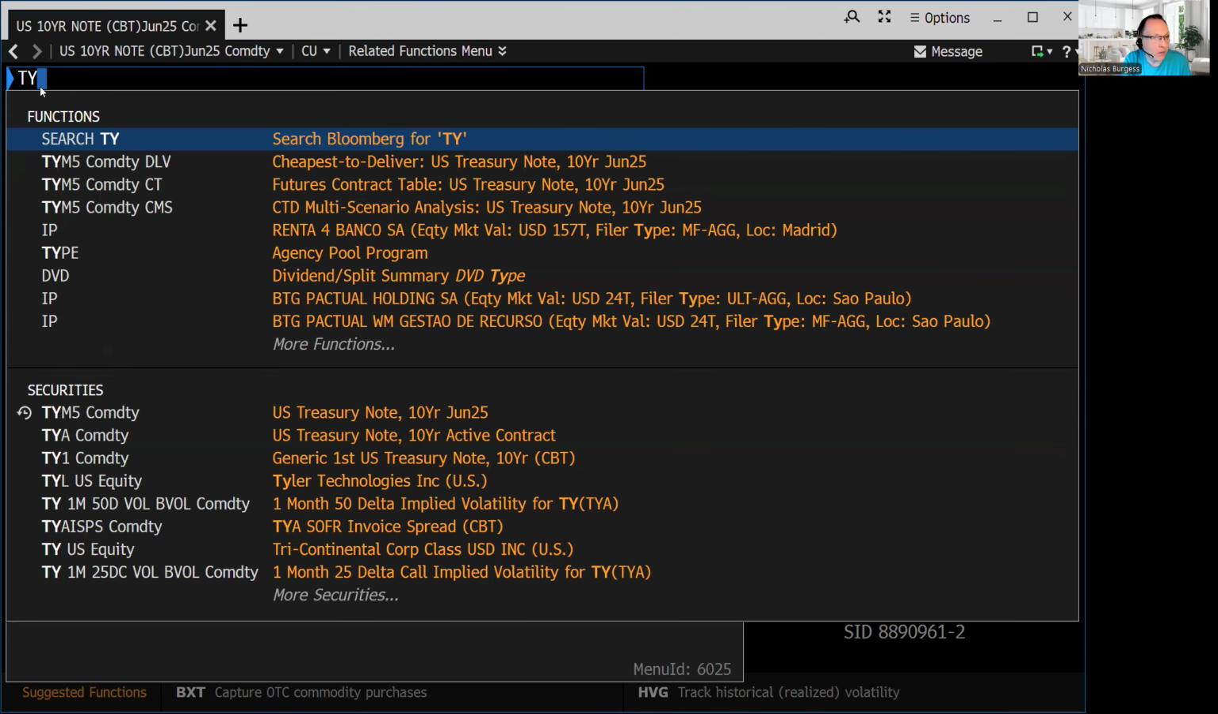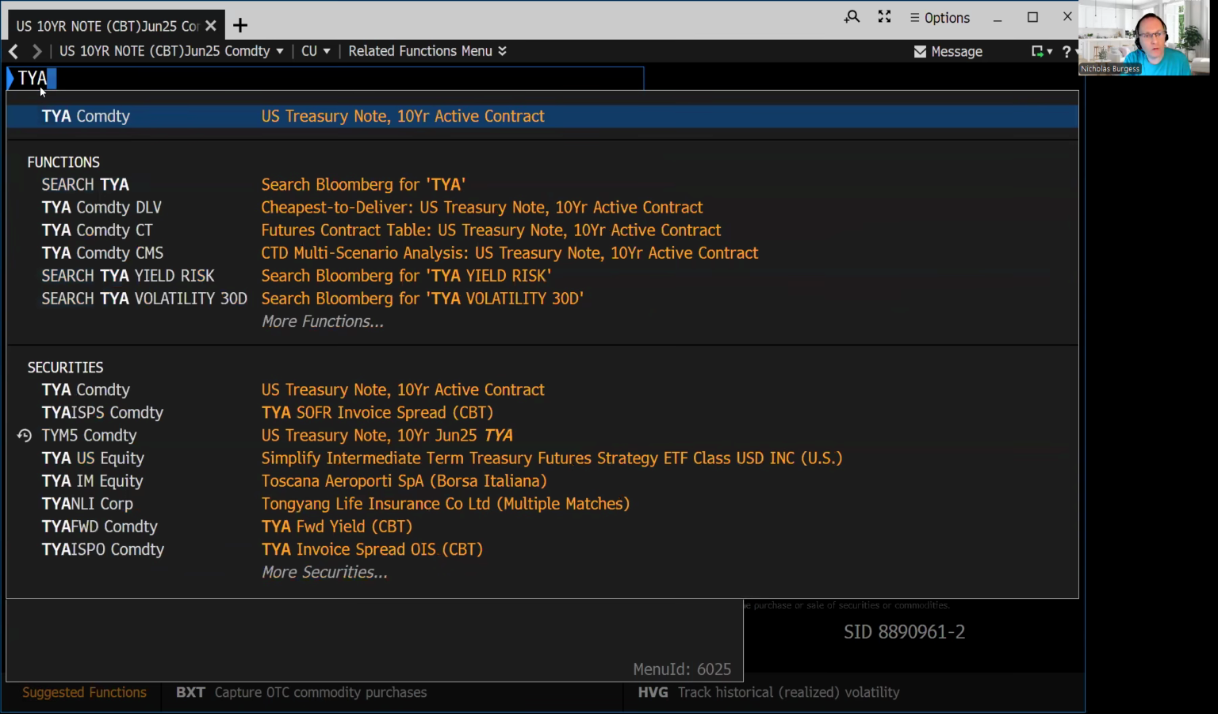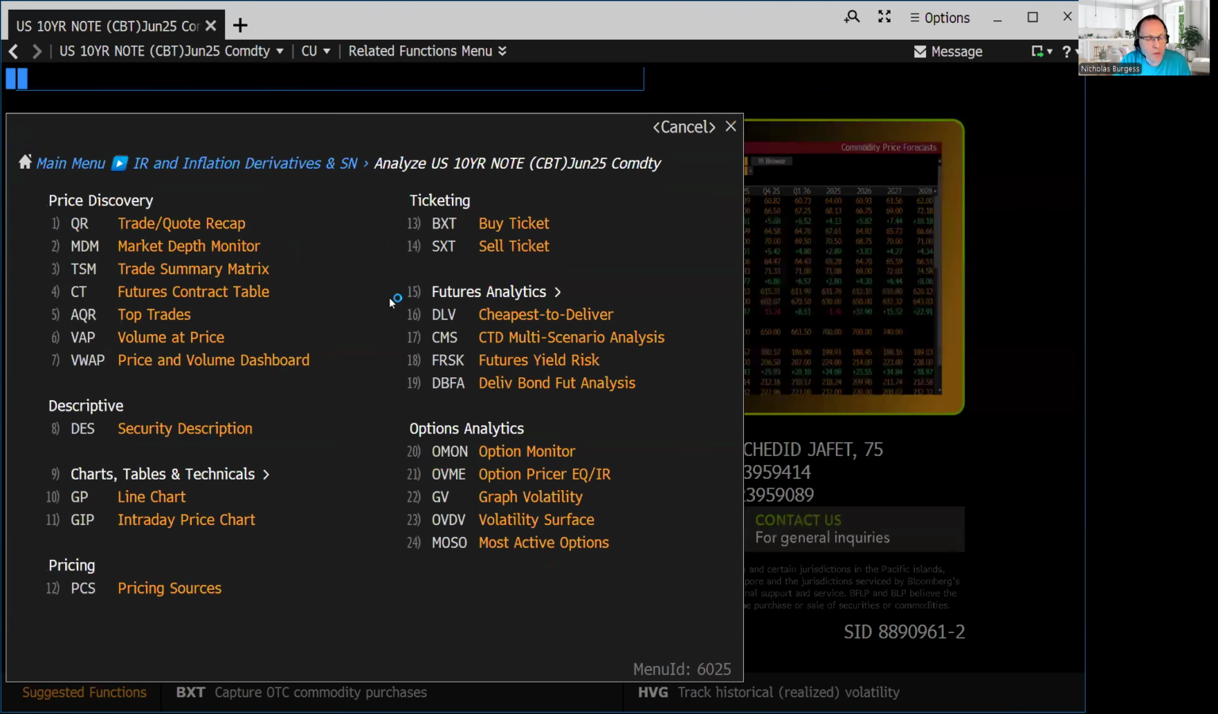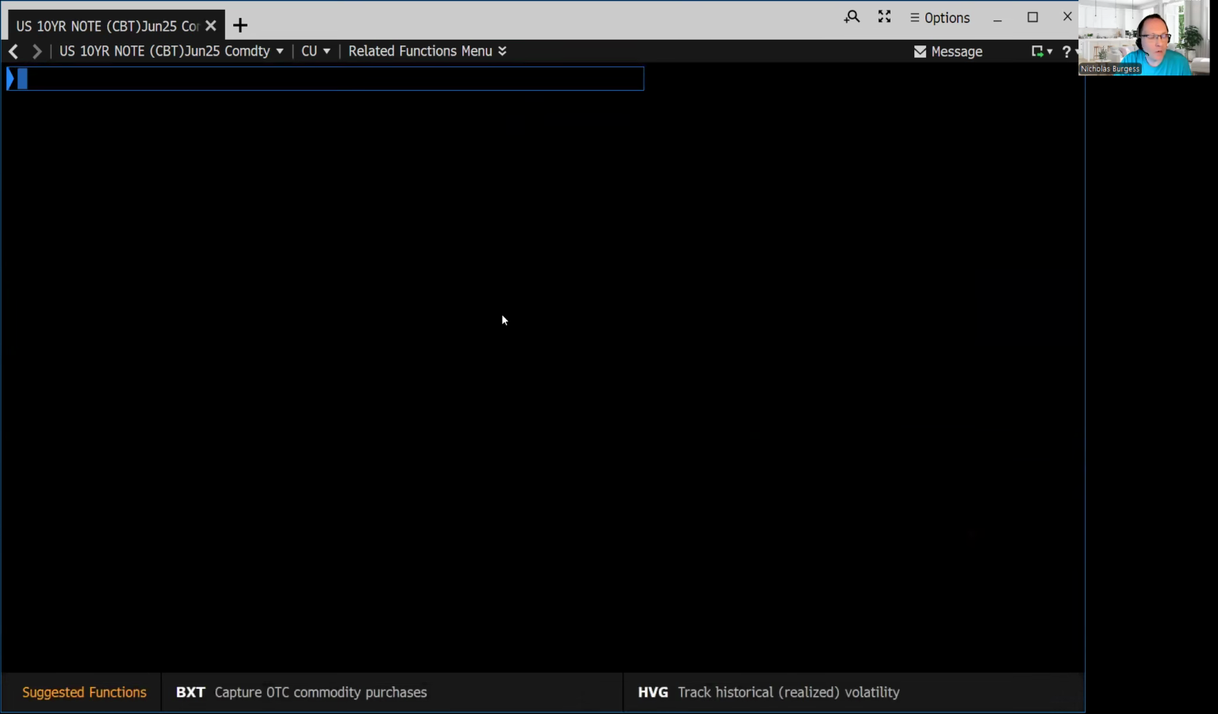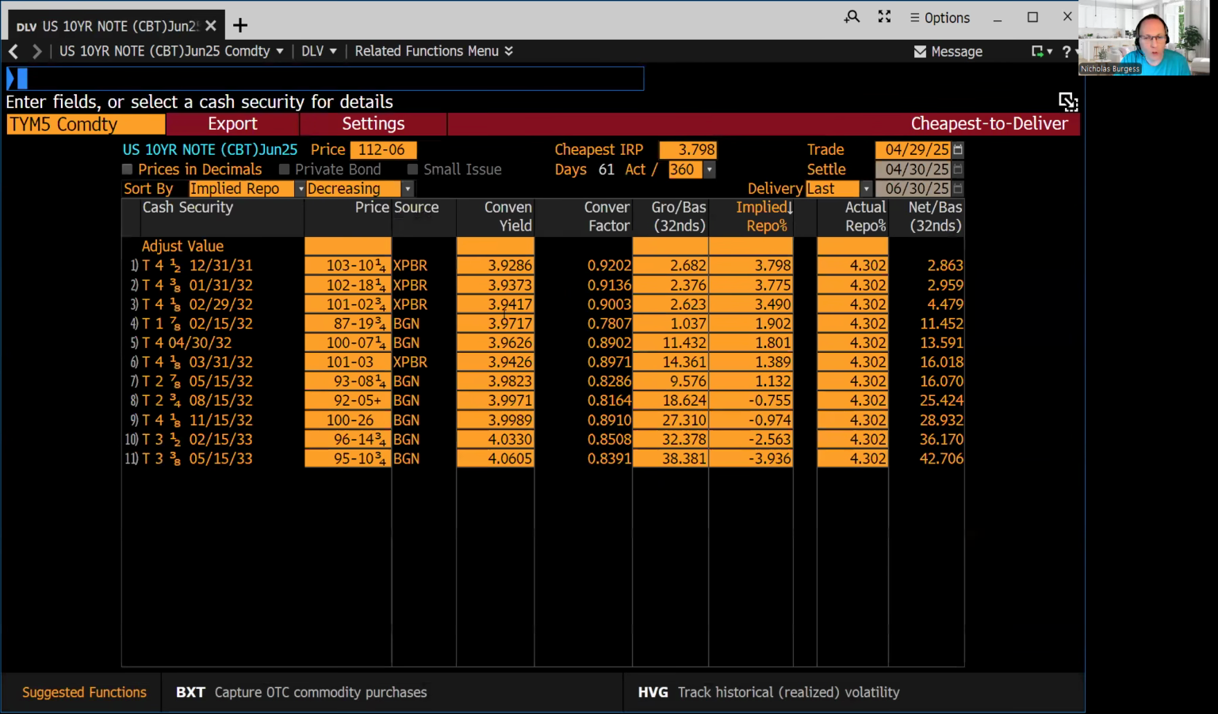If you don't remember those symbols, you can just type A, and that means the active contract, which is typically the first contract. You can see it here, TYA Comdty, and that's the US Treasury note, 10-year active contract. This is a bond future, so let's click on that. This will bring up the menu dashboard in Bloomberg, and you can see all the price discovery pages, charts and all the rest of it. The thing that's most useful for us is the futures analytics screen, and we're going to look at this DLV screen, which is the cheapest to deliver bond. I'll use this to explain how bond futures work.